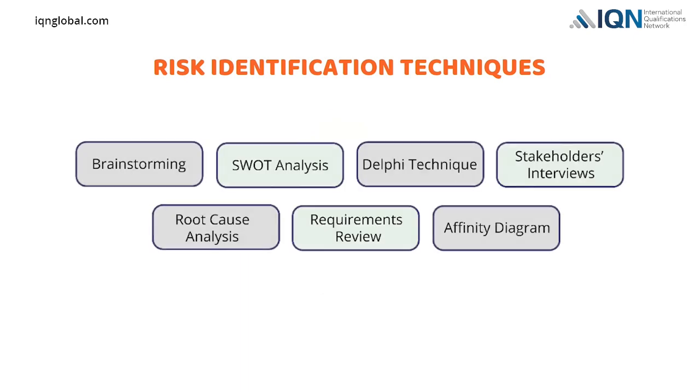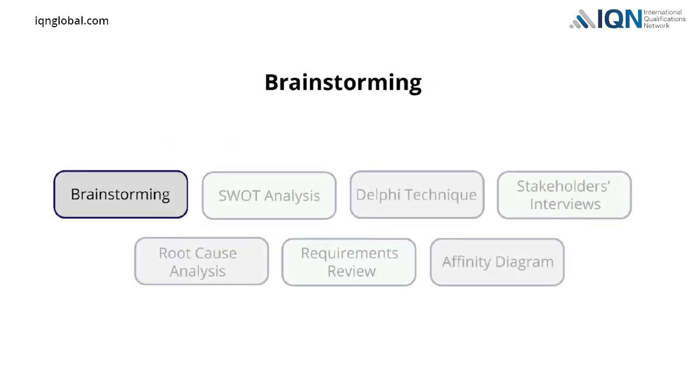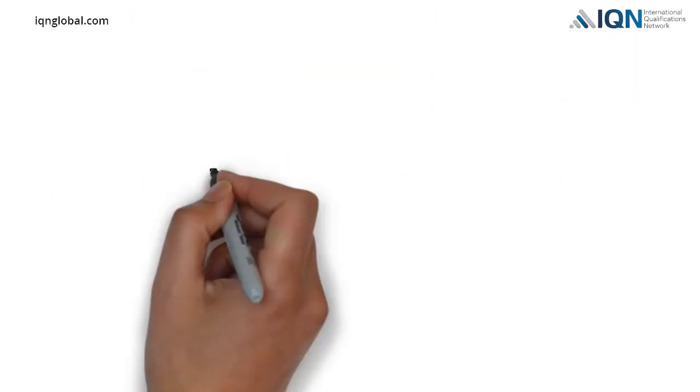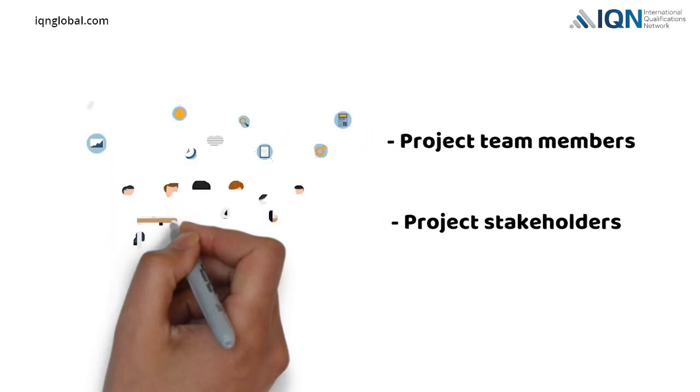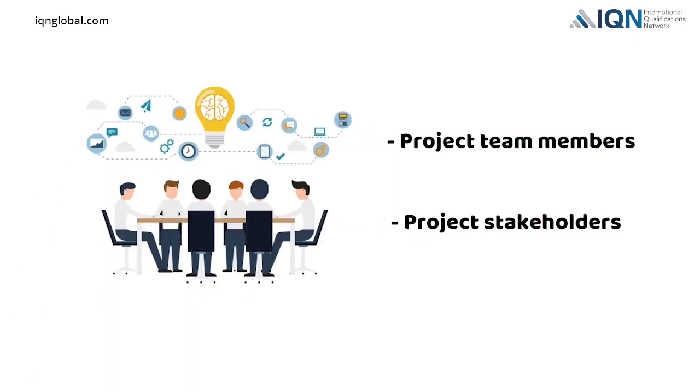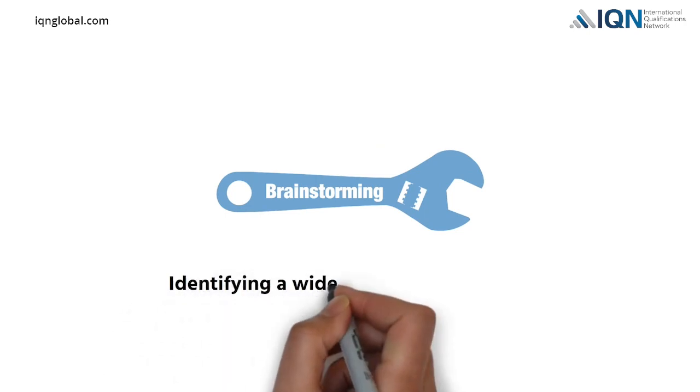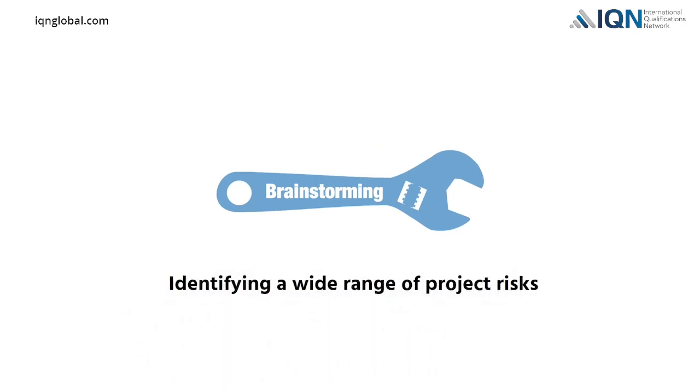For example, brainstorming, SWOT analysis, Delphi technique, stakeholders interviews, root cause analysis, requirements review, and affinity diagram. Brainstorming offers an open approach that encourages project team members and sometimes other project stakeholders to participate in a group discussion. Brainstorming is an effective tool for identifying a wide range of project risks.